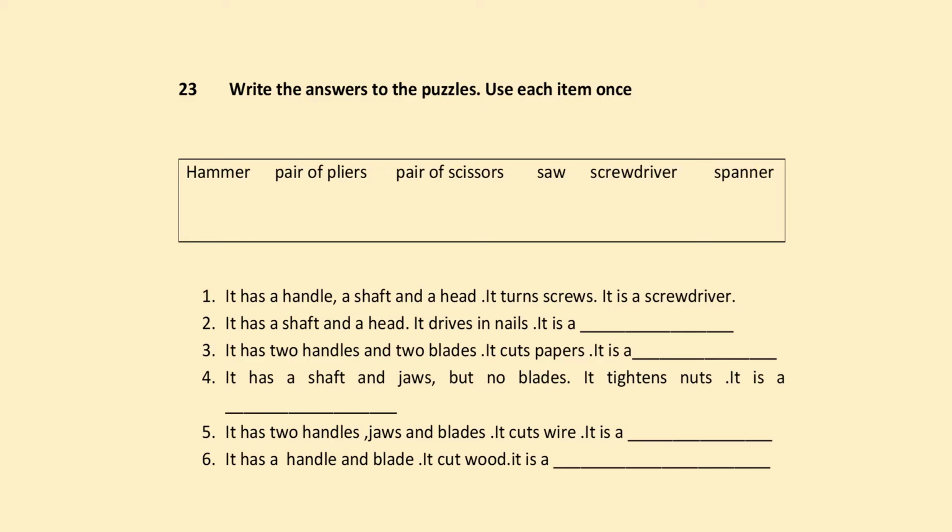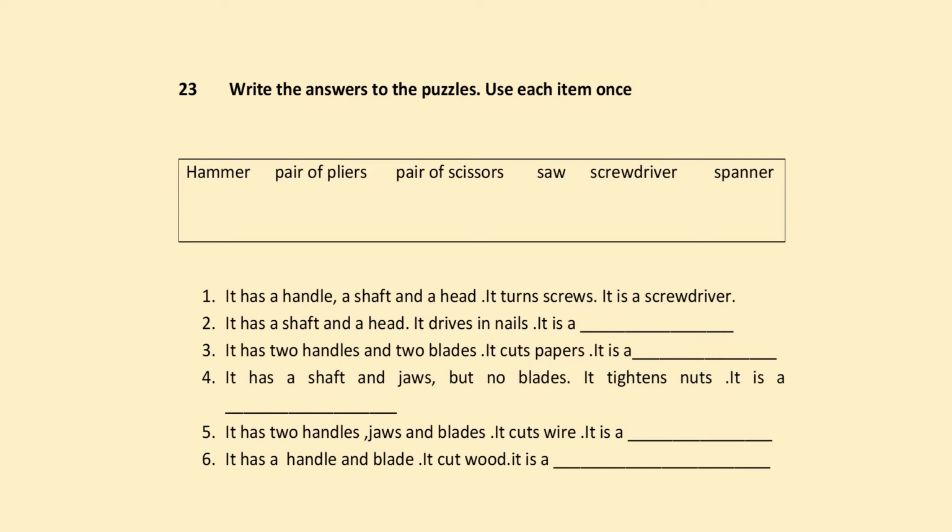Okay, number 23, write the answers to the puzzles. Use each item once. We have the words hammer, pair of pliers, pair of scissors, saw, screwdriver, and spanner. And here we have a description of the tool and what it is used for.